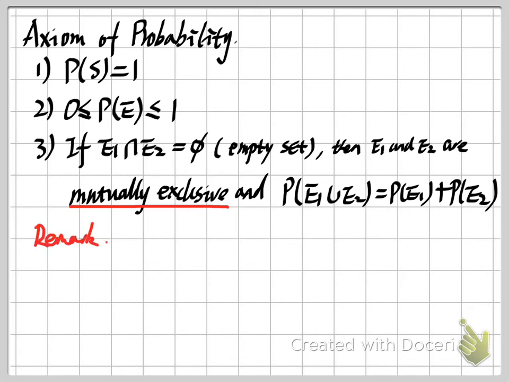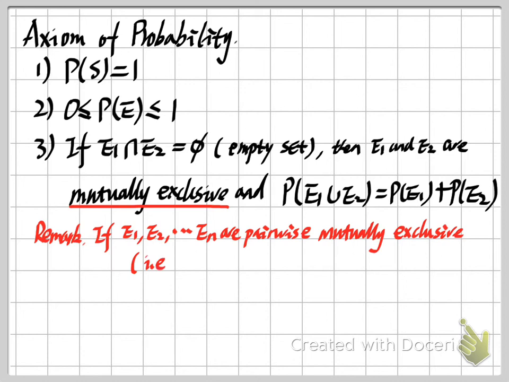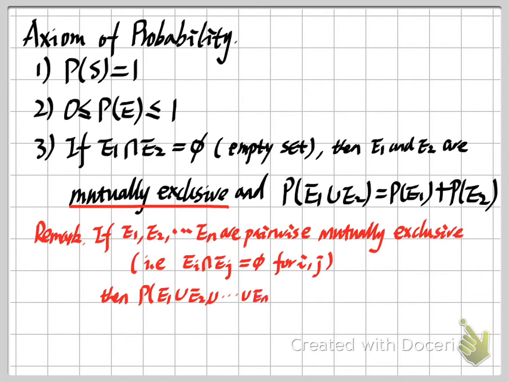Here we just said there are two events, and I can write this as a remark. If we have several events, for example, E1, E2, up to En, and they are pairwise mutually exclusive, what does this mean? This means if we choose any two events among these n events, the intersection of them is an empty set. Then the probability of the union of all of these events is just equal to the sum of the probabilities of each event. So this is an extension of the case where two events are mutually exclusive.